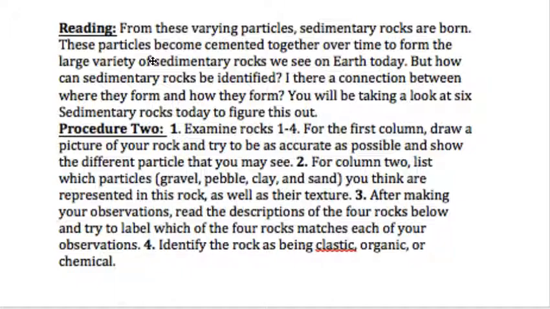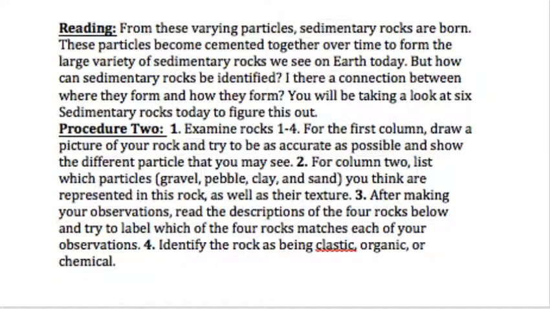Procedure 2. Examine rocks 1 through 4. For the first column, draw a picture of your rock and try to be as accurate as possible and show the different particles that you may see. For column 2, list which particles, gravel, pebble, clay, and sand, you think are represented in this rock as well as their texture. After making your observations, read the descriptions of the 4 rocks below and try to label which of the 4 rocks matches each of your observations. Identify the rock as being clastic, organic, or chemical.